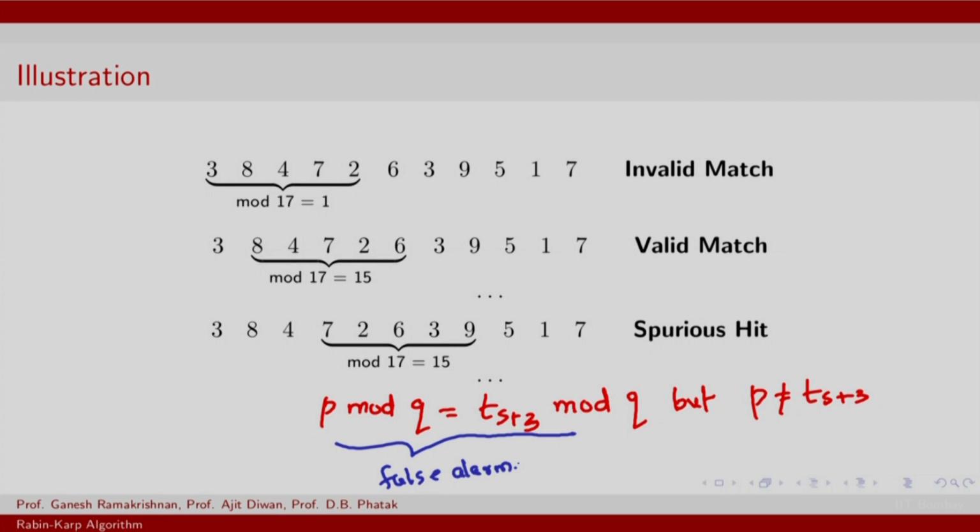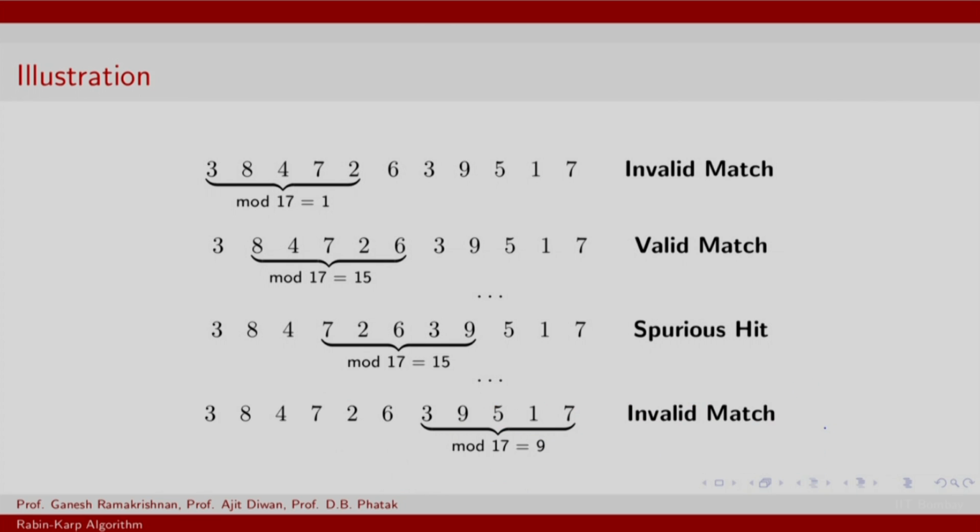Now how many mistakes do we expect to see? So we can expect the number of such spurious hits to be basically the order of the number of digits, the length of the input text divided by the prime q. So this number of false alarms or spurious hits can be expected to be order of n divided by q. Continuing, we find invalid match.